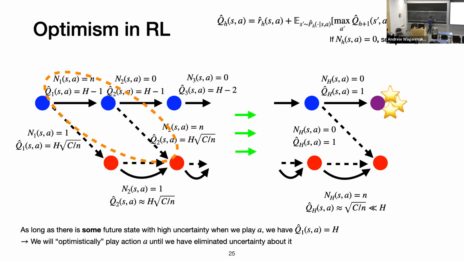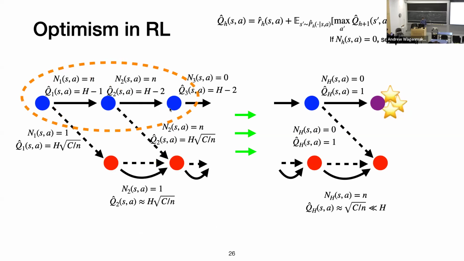Say I now played this action n times. So for Q hat of 2 of SA, R hat of 2 of SA, I play this action n times and have 0 reward from this action. So R hat of 2 of SA, in this case, will just be 0. Furthermore, every time I play the action here, I transition to this state here. And so I know that I will transition to the state there.